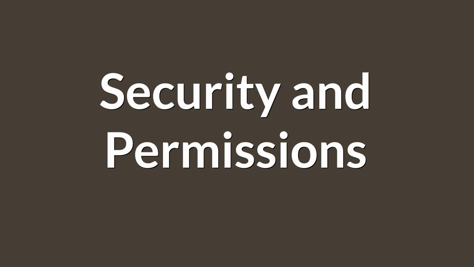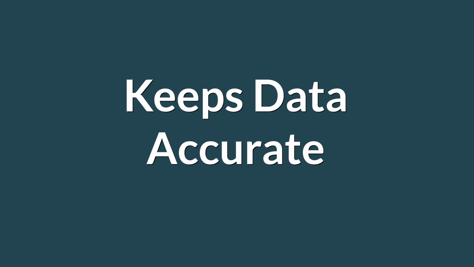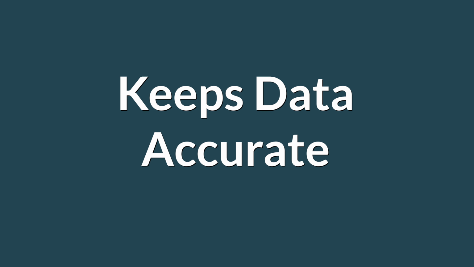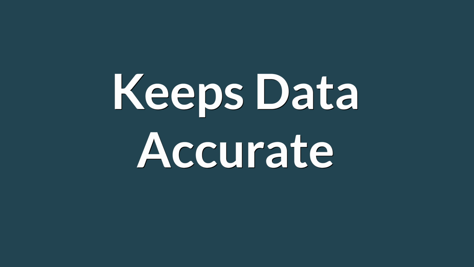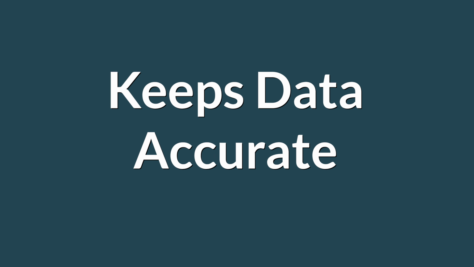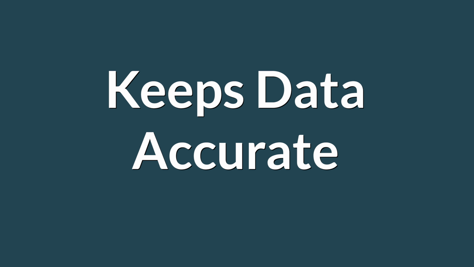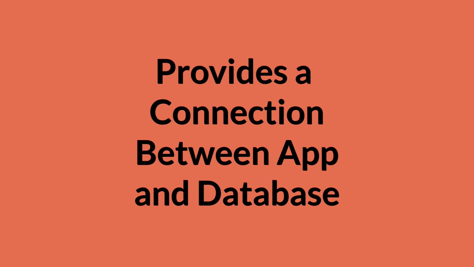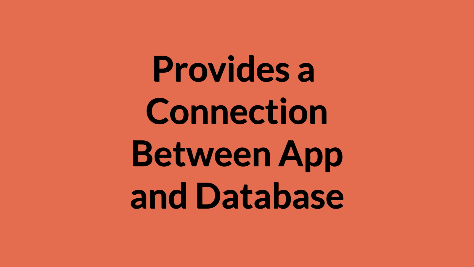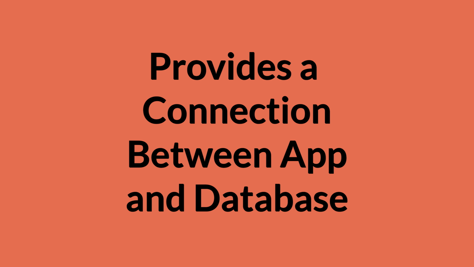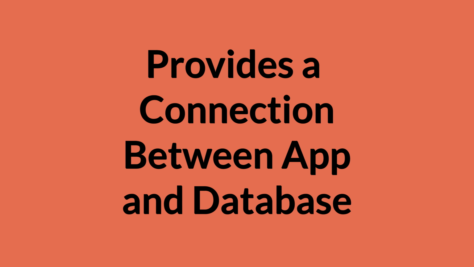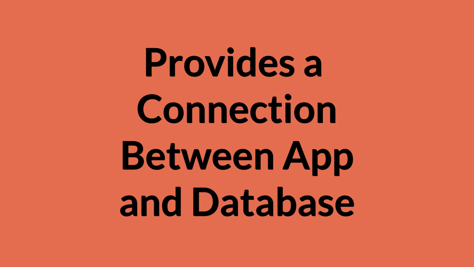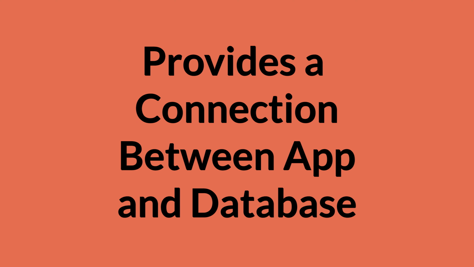The next one is to keep data correct or accurate. It makes sure that the data stays accurate and consistent even when many users are using it at once. And the next point is to provide a connection between app and database. Your app needs a way to talk to the database, and SQL Server acts as the middleman, making sure your app can read, write, and update data smoothly.